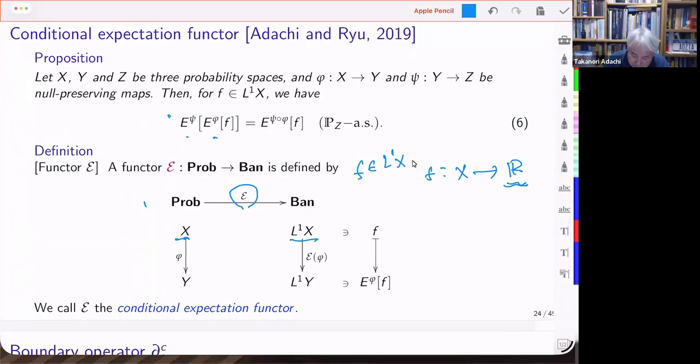And then from the random variable f defined on the probability space X, we have the corresponding conditional expectation, which is defined on the probability space Y, like this. So in this way, we can make a functor representing the conditional expectation, and we call this the conditional expectation functor. To use this, we define the boundary operator.